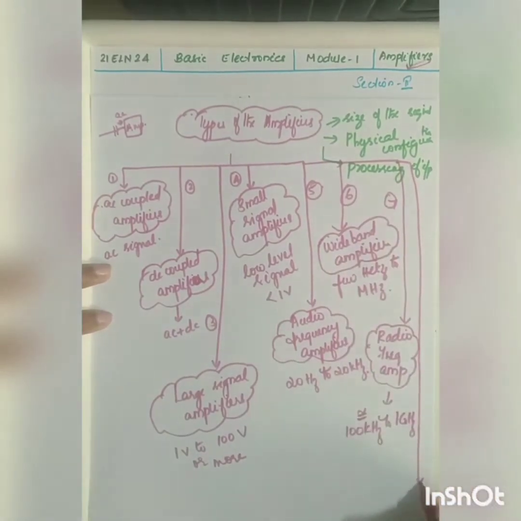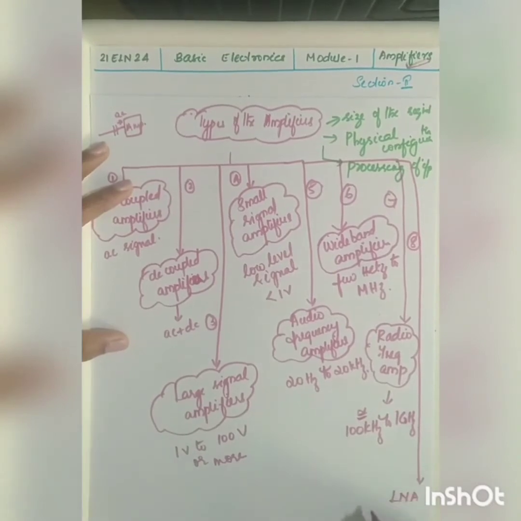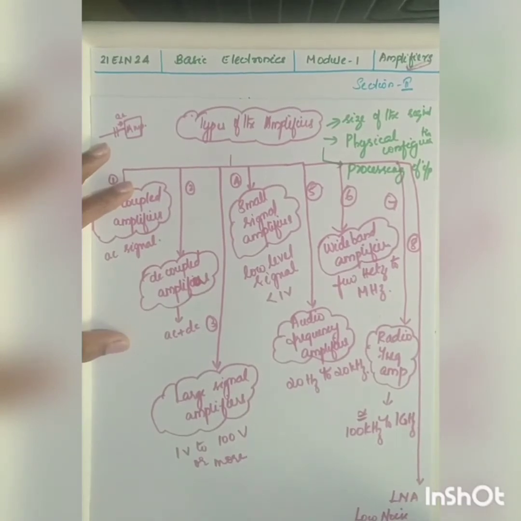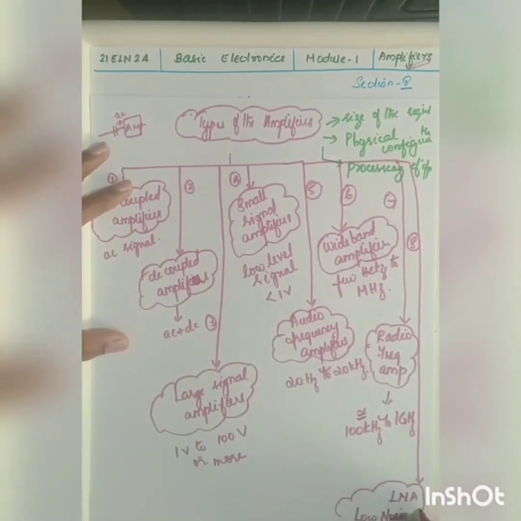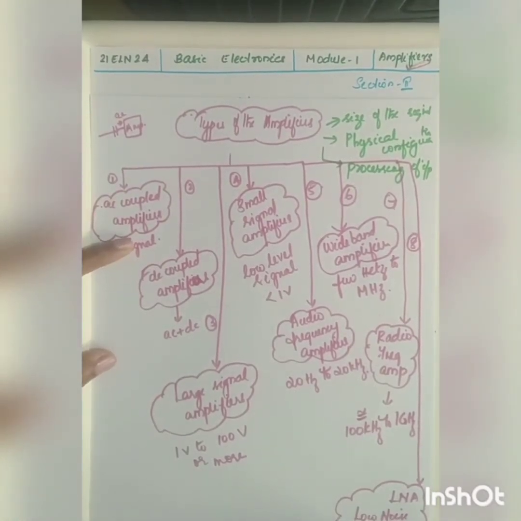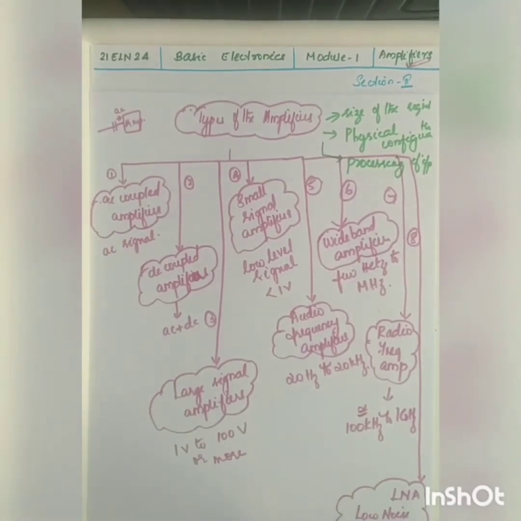And the last type is called your low noise amplifier. A low noise amplifier is mainly used in satellite communication, where it takes the weak signal and amplifies it. So you will have negligible noise. The weak signal will be amplified. That is called a low noise amplifier. These are the different types of amplifiers.